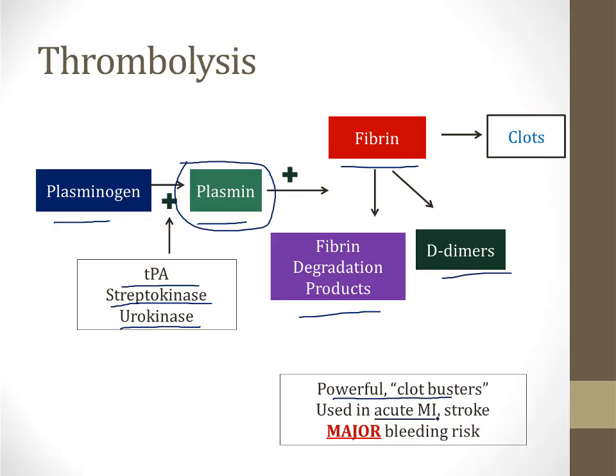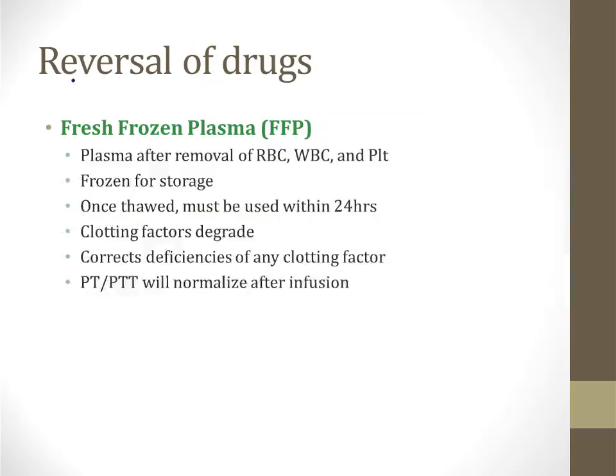They're used in acute myocardial infarction and stroke to break up the clots in either the coronary arteries or the central nervous system. The biggest downside of these drugs is that they carry a major risk of bleeding. In addition to breaking down fibrin, plasmin can break down numerous clotting factors, and there's a significant risk of bleeding, and therefore these drugs are only administered in certain special situations when the risk of bleeding is believed to be low. The last topic I want to mention in this module is the reversal of anticoagulant drugs, especially warfarin.